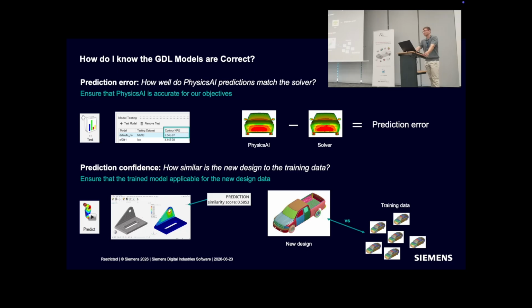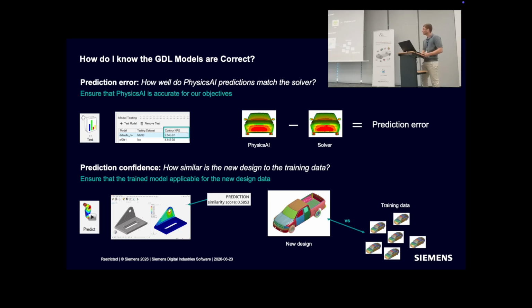One question that me and my team have been asked so many times is how do we know that the geometric deep learning models are correct? So basically, we've developed two metrics in order to have an estimation on how close our predictions are to the simulated results.